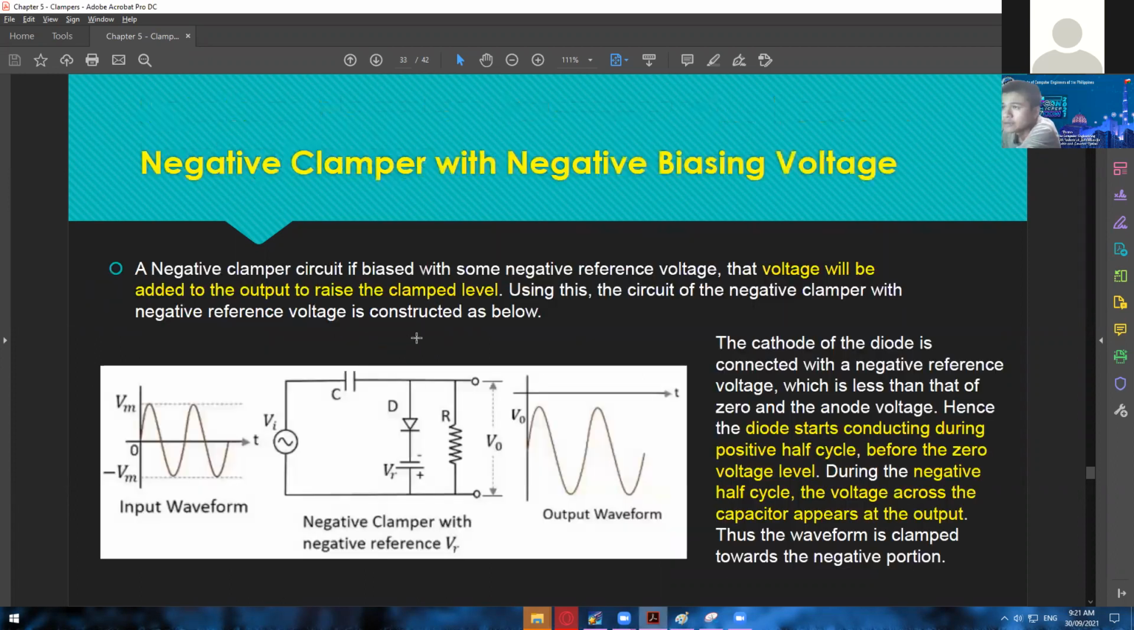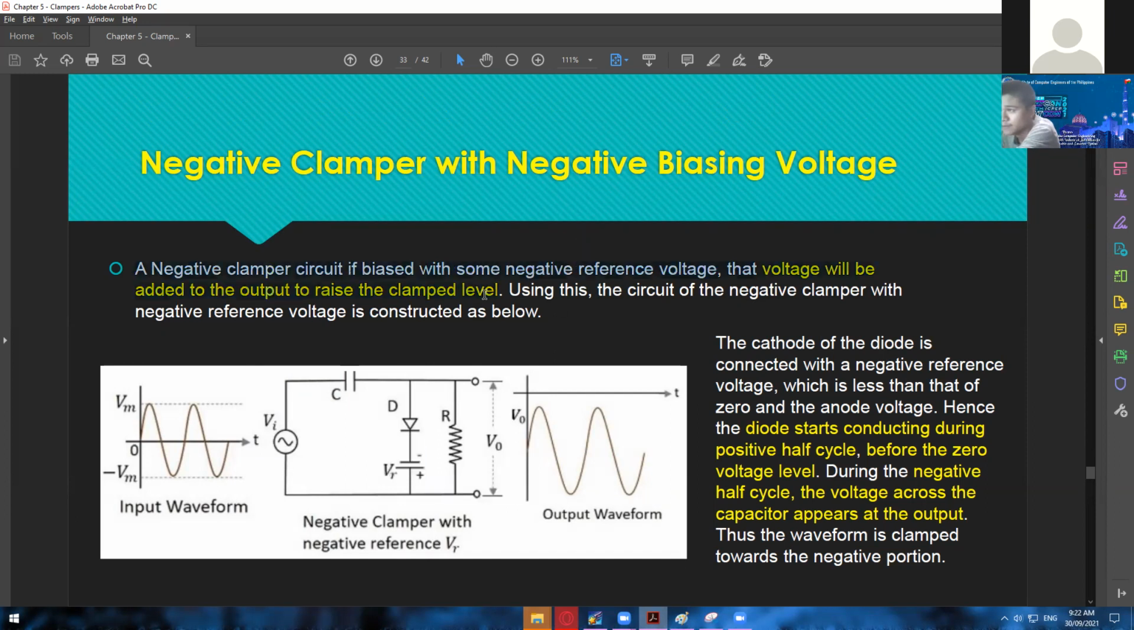Anyway, let's now proceed to the negative clamper with negative biasing voltage. Since we have the same polarity, it will be added to our voltage output. The only thing that has changed is the polarity of your bias voltage. So it's still the same negative clamper, it's just that the reference voltage now is a negative bias.